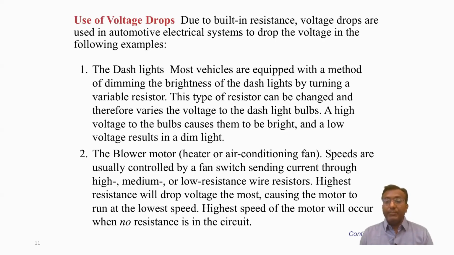Now we have to see the practical applications of these voltage drops in our automobile circuits. The voltage drops are intentionally used in devices like car dash lights and fan motors. A variable resistor dims the dash light by lowering the voltage to the bulbs. Similarly, fan speed in a car is controlled by adjusting resistance in the circuit, affecting the voltage and thus the motor speed.